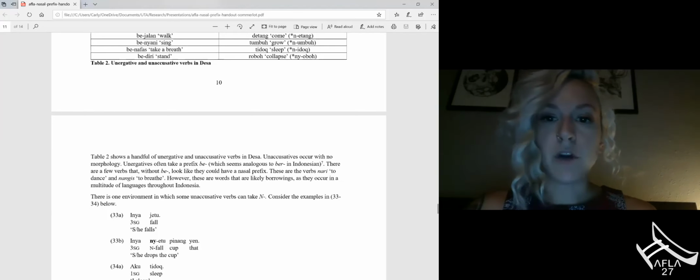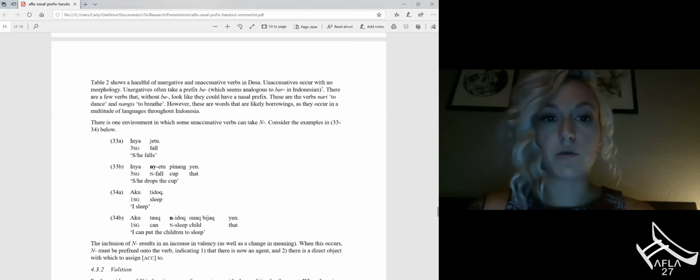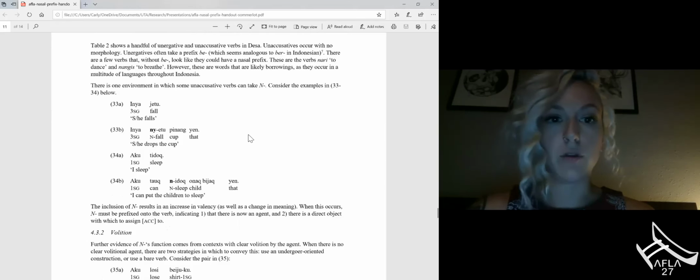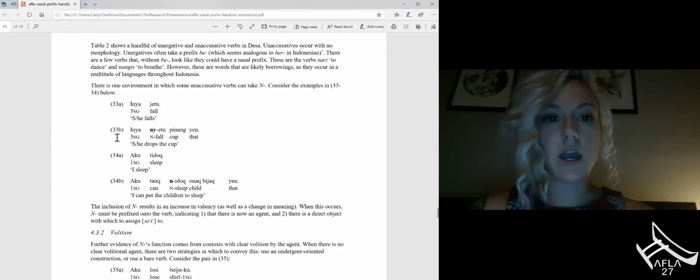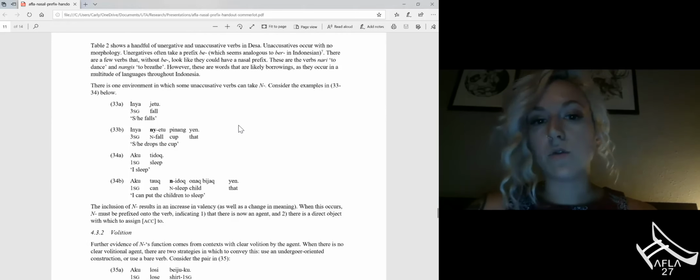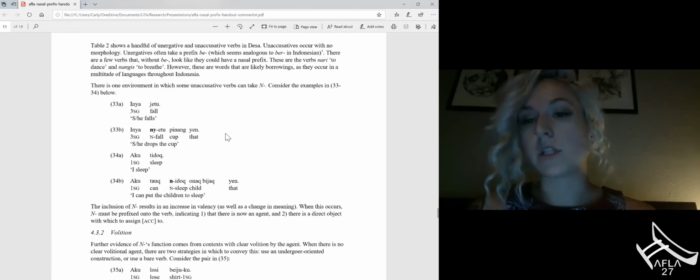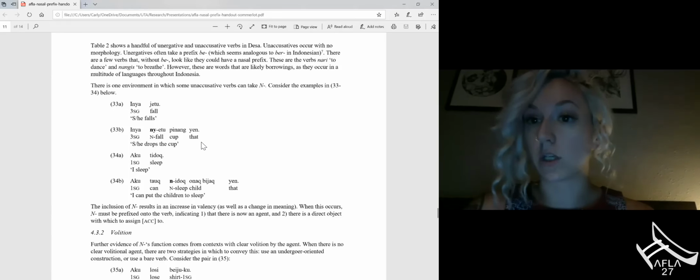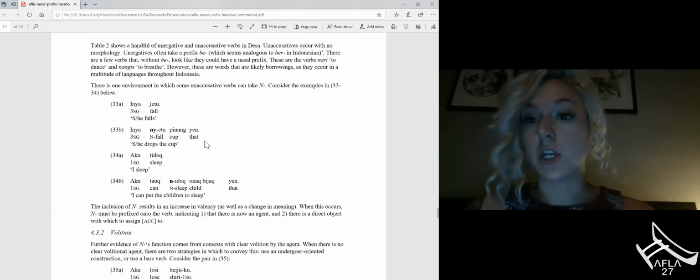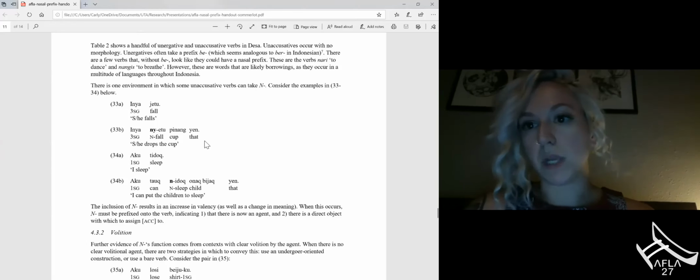There is one environment in which some unaccusative verbs can take a nasal prefix. So if we look at the examples in 33 and 34, in 33a, we have inya jetu, which is he or she falls, and if we add a nasal prefix to that, we get inya nyetu pingan yen, she drops a cup. And this is grammatical, but it's not possible to just add the nasal prefix if we don't additionally have some sort of direct object. So we're seeing a change in valency as well as a change in meaning.